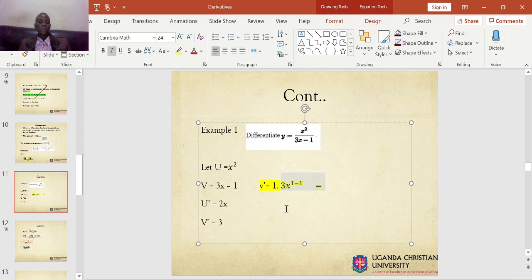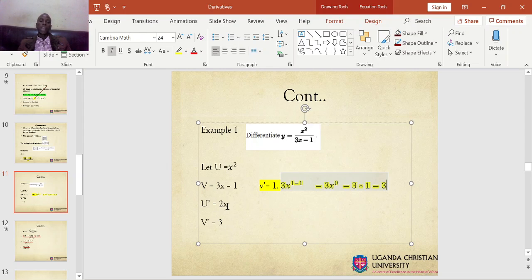So this will be 1 times 3, which is 3x to the power 0. Any number to the power 0 is 1. So that means this is the same as having 3 times 1, which is equivalent to 3. That's how we got the 3.